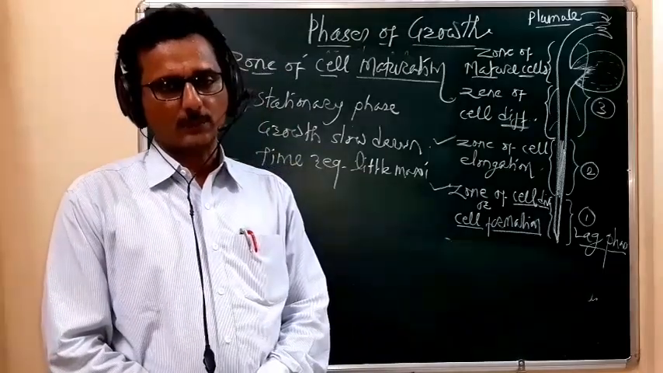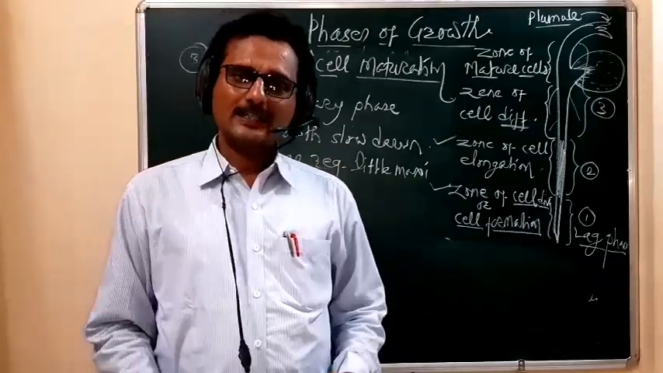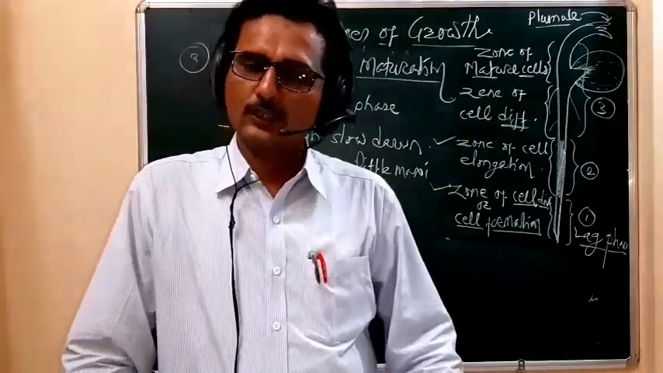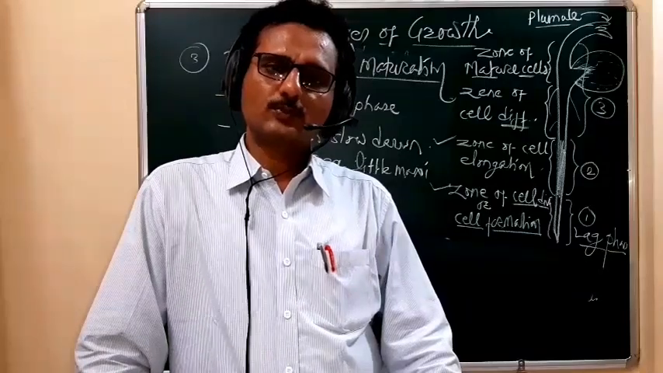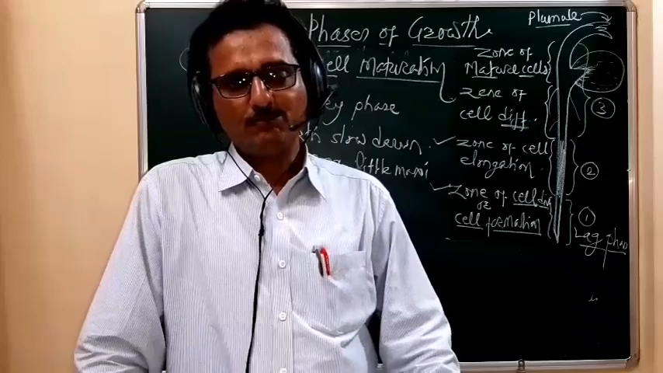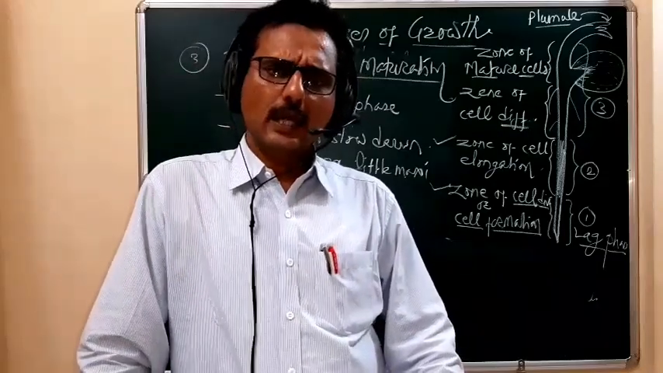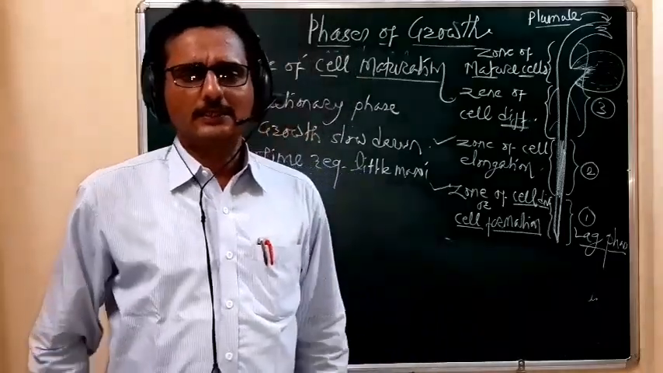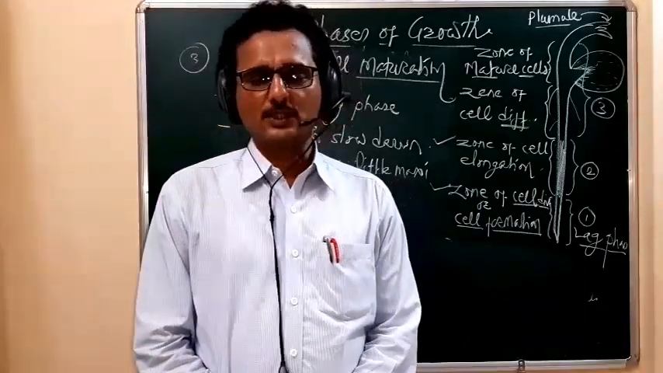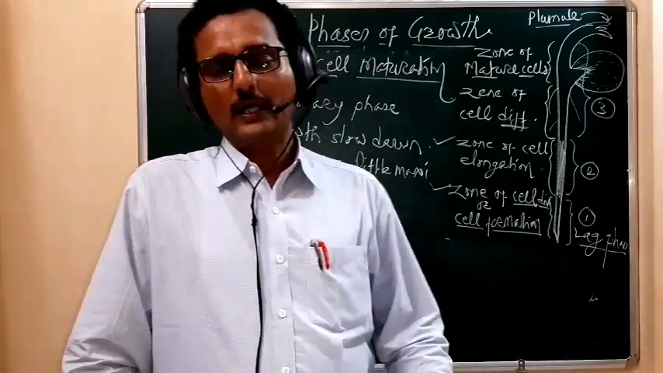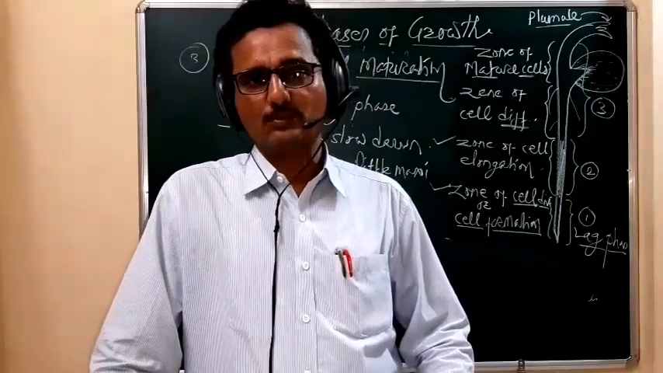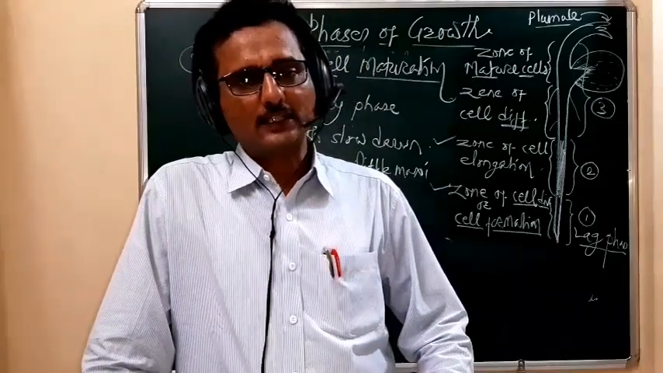Cell differentiation means there is a formation of the epidermal cells, followed by the cortical cells, followed by the endodermal cells, then the pericycle cells, and finally the cells differentiate to form the xylem tissue and the phloem tissue. Such formation of various types of cells is called cell differentiation.